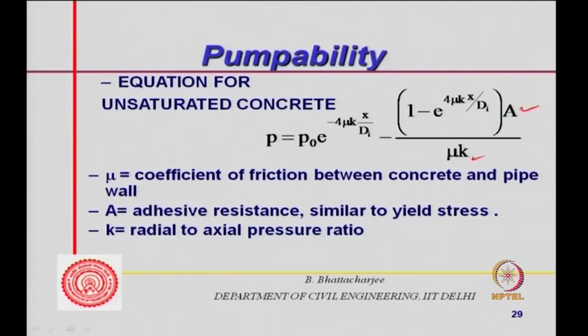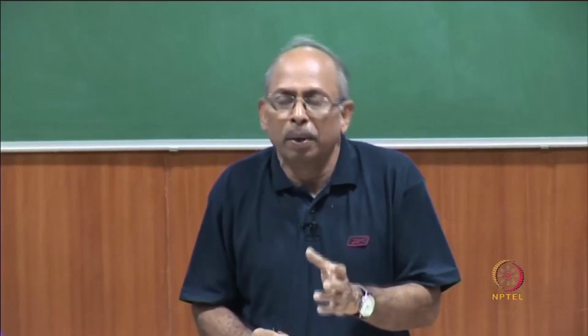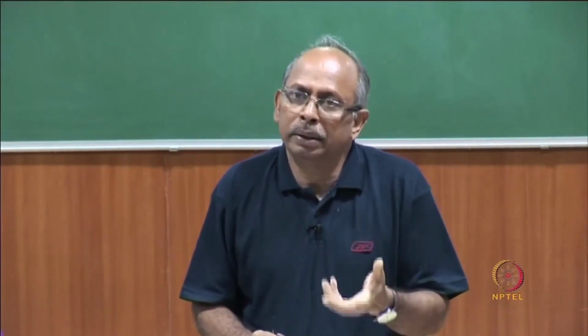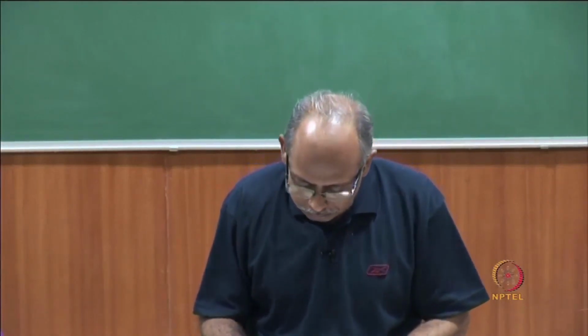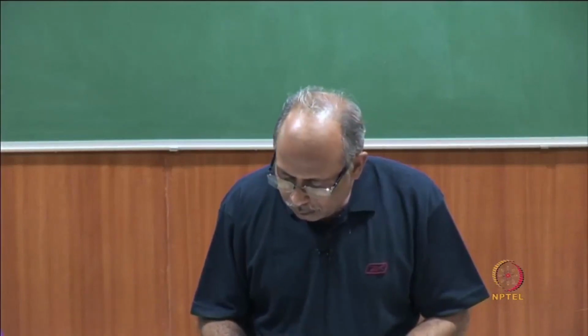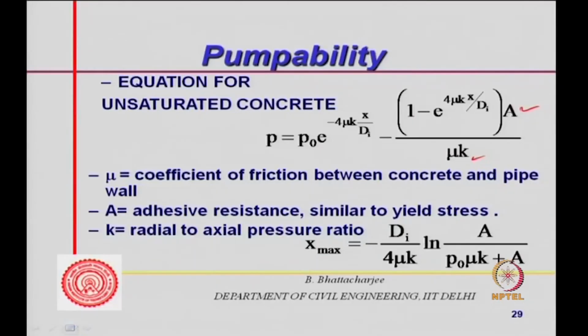That is more complicated, but saturated concrete is what is desirable. The friction or resistance offered is a function of the concrete type, and you can pump more through saturated concrete. Therefore, x max can be found even in this case, given by this formula d I over 4 mu k ln. You simply put P 0 equals 0 and P equals 0, and you will get an expression for x max.